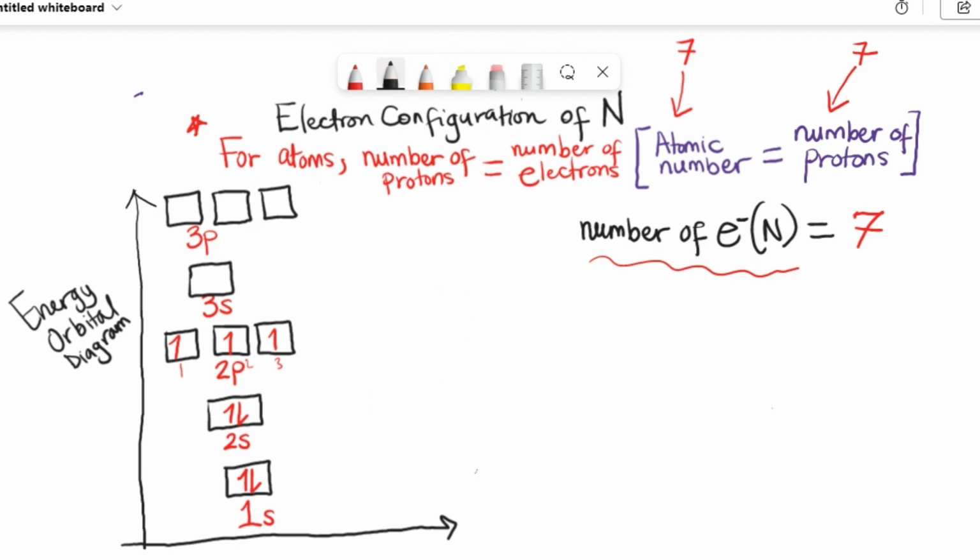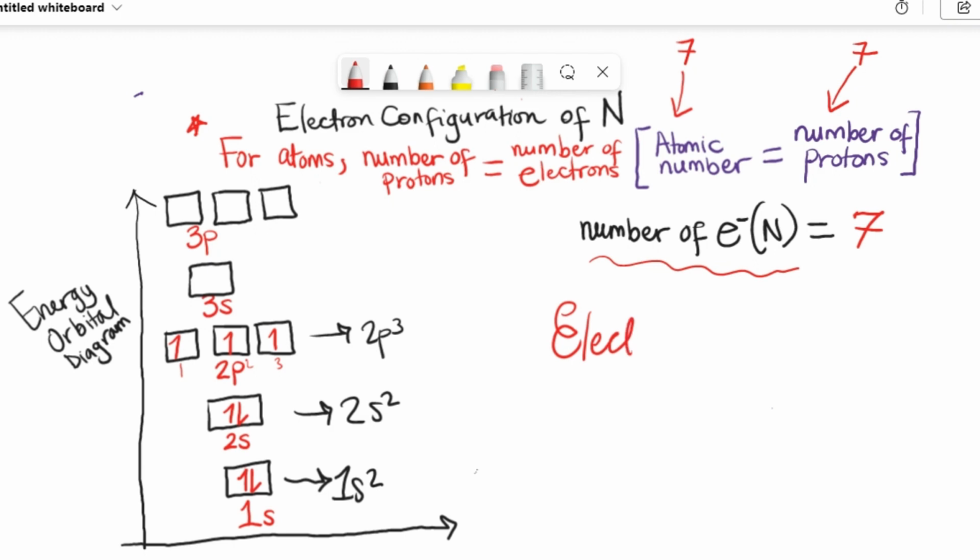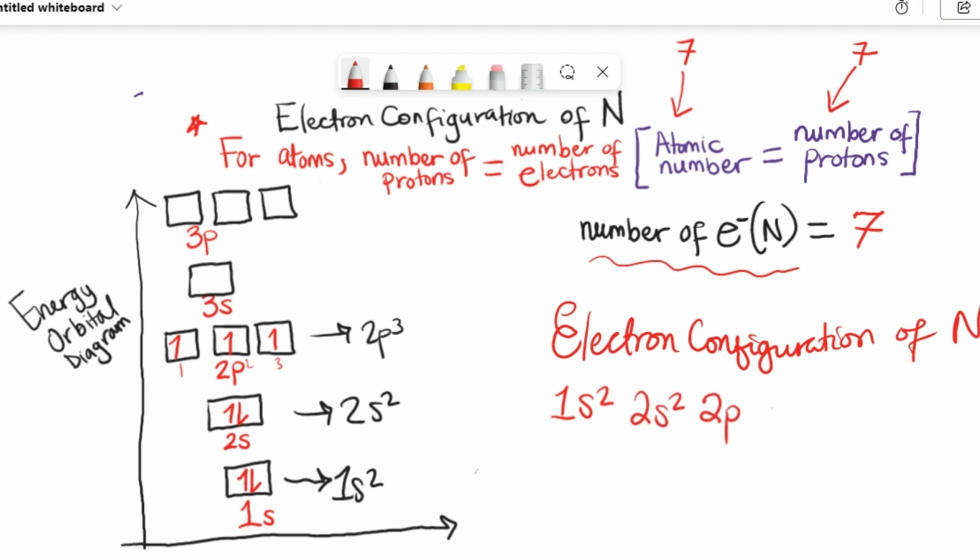Now that we've gotten all of this, we're just going to write it. The electron configuration here, we have 1s2, we have 2s2, and then we have 2p3. So the electron configuration of nitrogen equals 1s2, 2s2, and 2p3. And we have this to be the answer for the electron configuration of nitrogen.